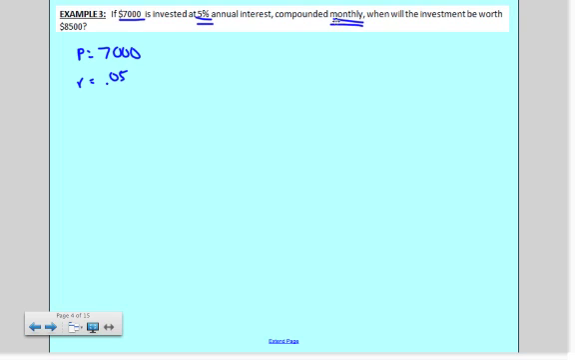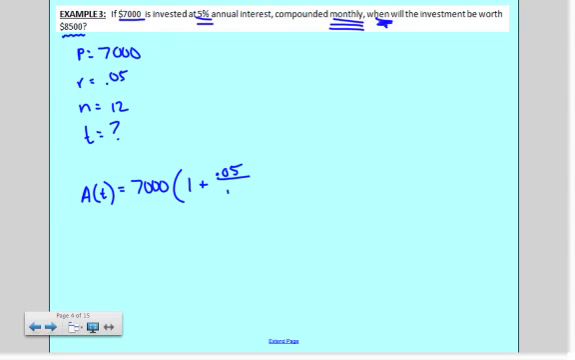So that means that our n, the number of times per year, is 12 because there are 12 months in a year. Now, notice that we're not told how long it is being invested for. That's because the question is, when will the investment be worth $8,500? So first, let's come up with our function in terms of t, because that's what we're looking for. A of t is 7,000 times (1 plus 0.05 over 12) to the 12t.